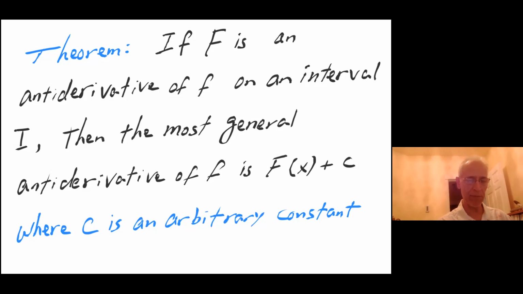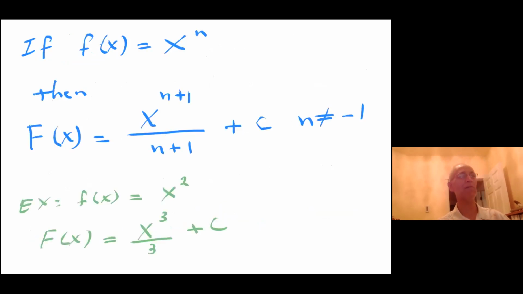So for something as simple as, let's say, f of x equals x to the power of n, then capital F of x, which is the antiderivative of small case f, equals x to the power of n plus 1. So we add 1 to the power and divide by n plus 1, plus some constant c, where n cannot equal -1. Well, we do have a different rule for when n equals -1, but it's not part of this video.